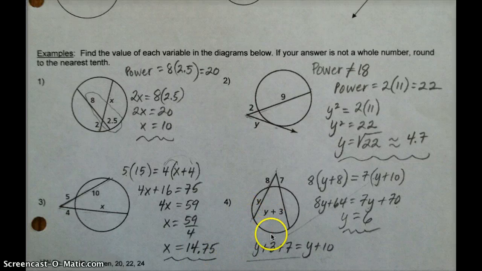Then again, another example here. It gives us that this is 8, this is y, and then this is 7, and this is y plus 3. So we're going to have 8 times this whole distance, y plus 8, equals 7 times this whole distance, which is 7 plus y plus 3. So we wrote 7 plus y plus 3, and 7 plus 3 is 10. So you can just write y plus 10 if you add these two. So then we just go through and solve, and we get y equals 6. So that's just finding the power of the point.